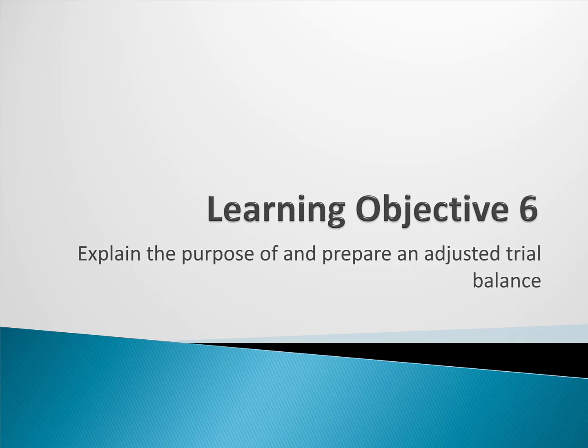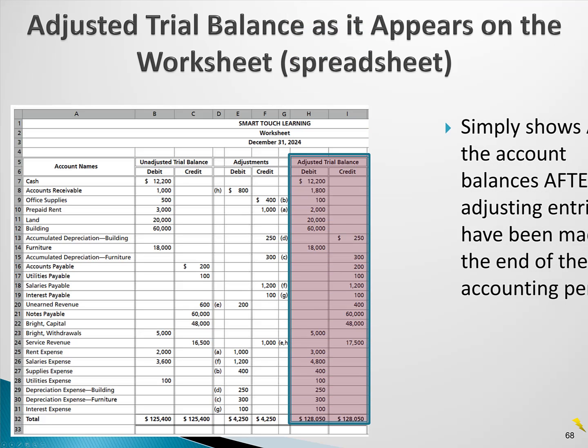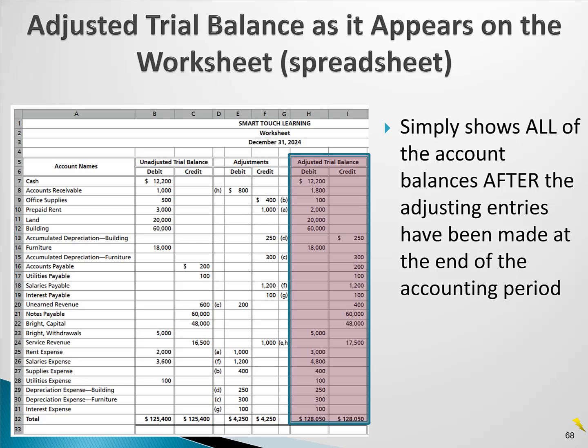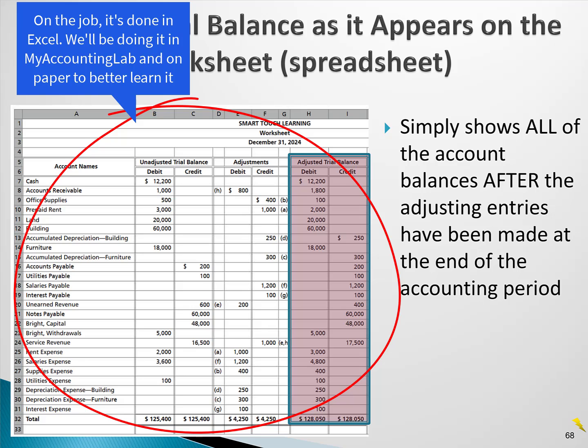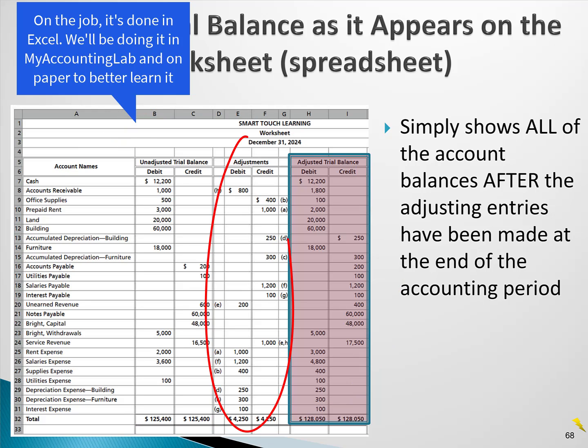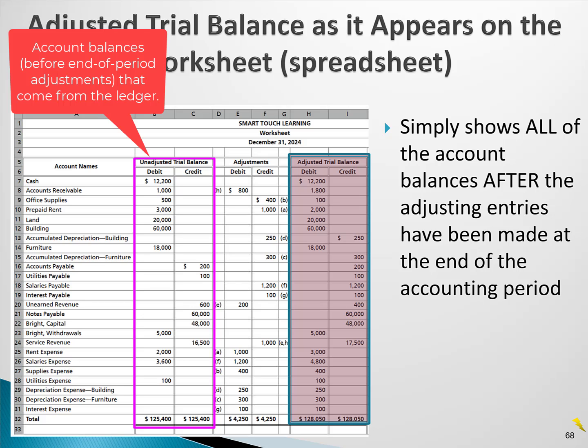So our next learning objective is to explain the purpose of and prepare an adjusted trial balance. So what we're looking at here is the worksheet, which is an Excel spreadsheet that the accountant creates at the end of the accounting period to help organize the adjustments. So notice on the far left, we have a set of columns called the unadjusted trial balance.